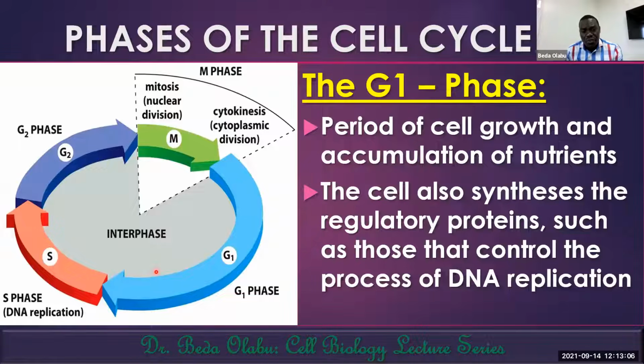Perhaps it's important for you to also know that if a cell successfully goes through the G1 phase, most likely that cell will divide. And so if the process of the G1 phase is not correctly checked, there could be some problems, for example, the development of cancer can be just because of some defects which occur in the G1 phase of the cell cycle.